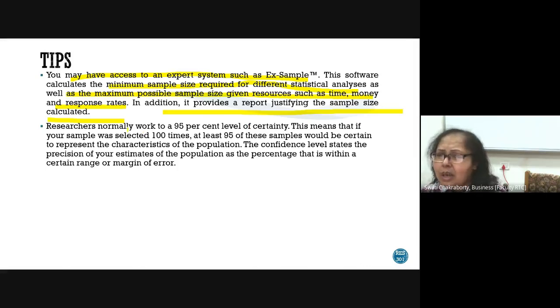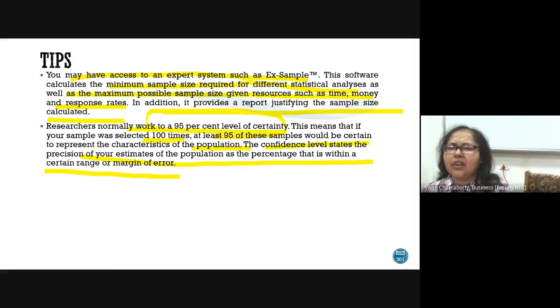Researchers normally work up to a 95% level of certainty, which means what? That if your sample was selected 100 times, at least 90 of these samples would be certain to represent the characteristics of the population. So 95 times it will be perfect. The confidence level states the precision of your estimates of the population as the percentage that is within a certain range or margin of error. So a 95% confidence level means a 5% level of error.